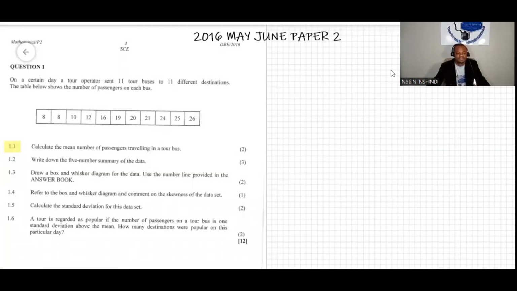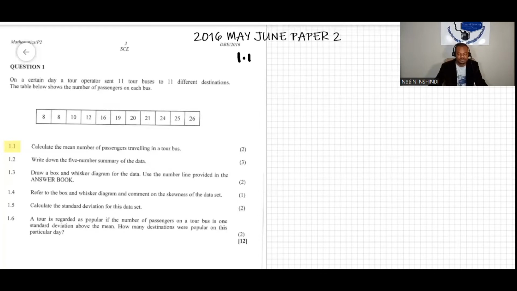Well, I have a question here. Question 1 says, on a certain day, a tour bus operator sent 11 tour buses to 11 different destinations. The table below shows the number of passengers on each bus. Question 1.1 says, calculate the mean number of passengers traveling in a tour bus. All right, right here, question 1.1.